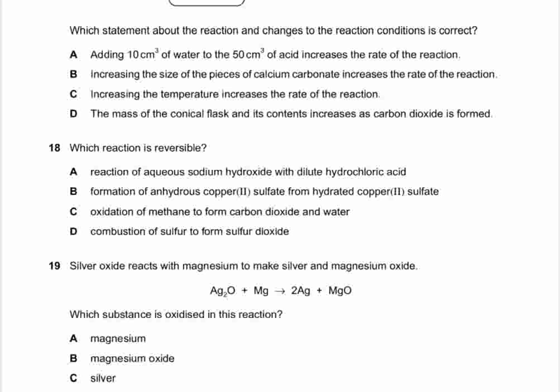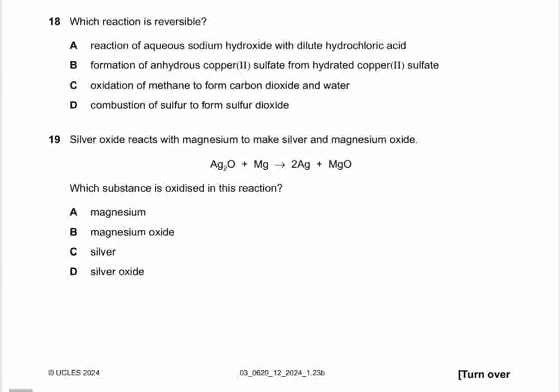Oxidation is a chemical reaction. Once it happens, it doesn't change. Combustion is a chemical reaction, again it doesn't change. Silver oxide reacts with magnesium to make silver and magnesium oxide. Here, which thing is oxidized? Yes, it is magnesium, because magnesium is reacting with the oxygen, so it becomes magnesium oxide.